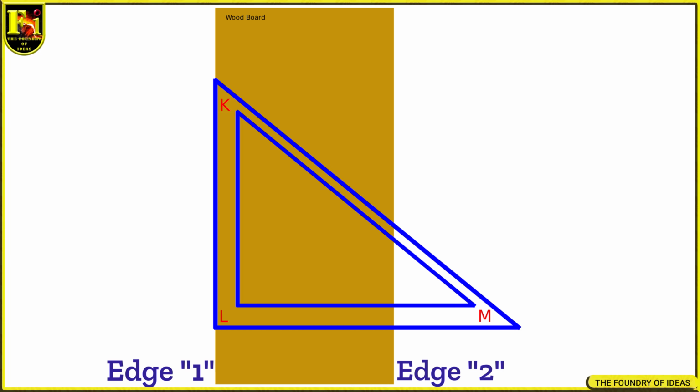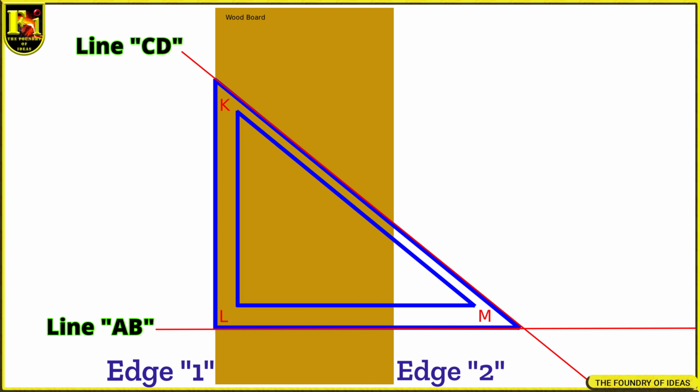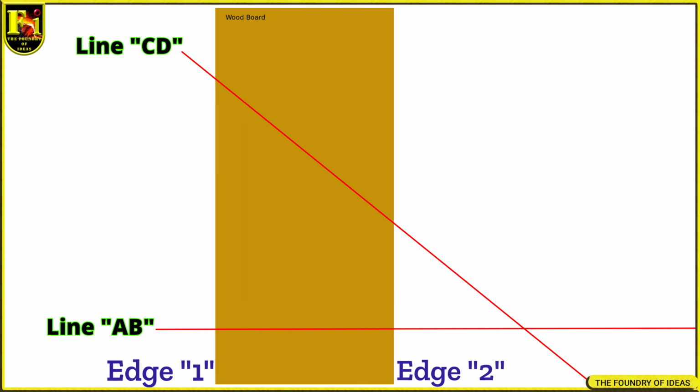First, place your set square with its side KL flush against edge 1 of the wood board. Draw lines AB and CD.